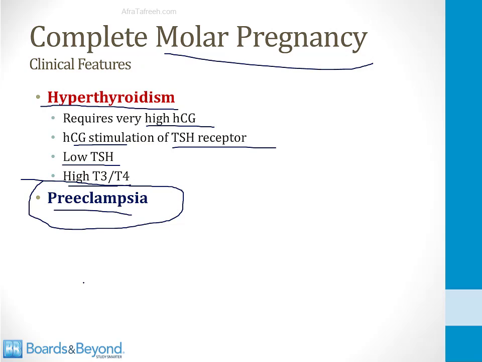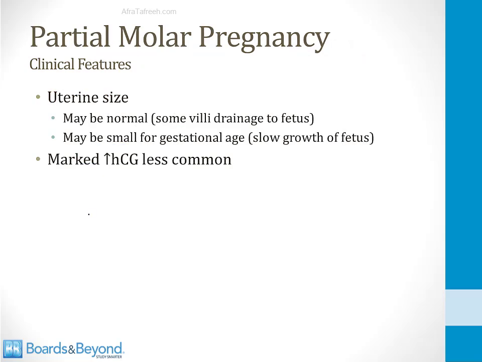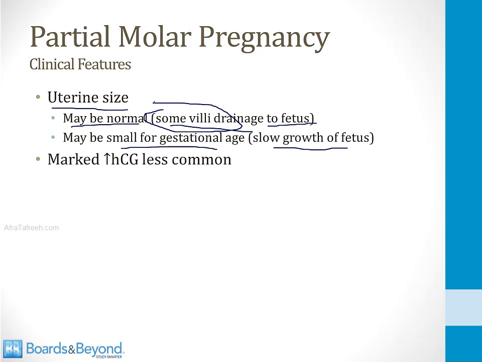The clinical features of a partial molar pregnancy are a little bit different from a complete molar pregnancy. First of all, the uterus usually does not get as big in a partial molar pregnancy. The size may be normal because there is some fetal material to drain those chorionic villi. And in fact, the size may even be small for gestational age because the fetus is growing slowly, but it's draining those villi. And then finally, you tend to see a less dramatic increase in HCG in the partial molar pregnancies. Once again, that's because some of the tissue is going to form fetal tissue.